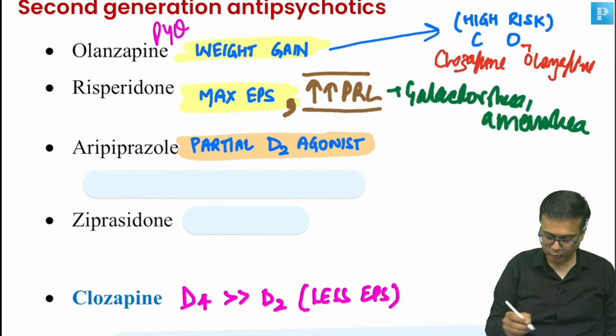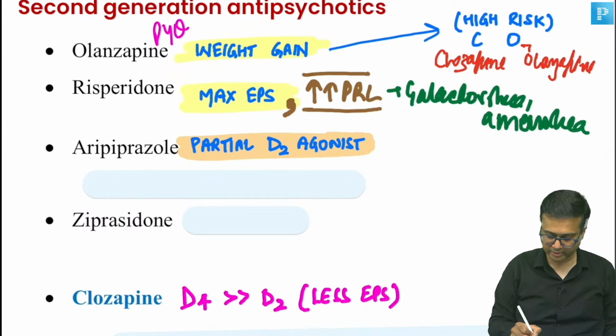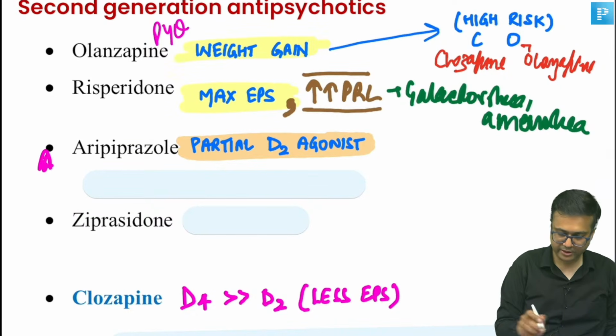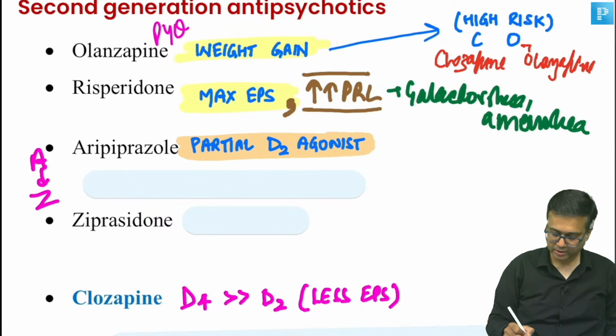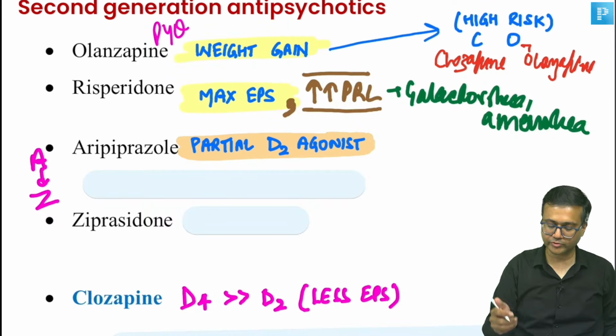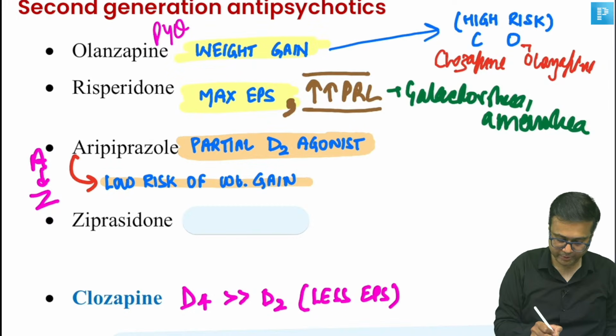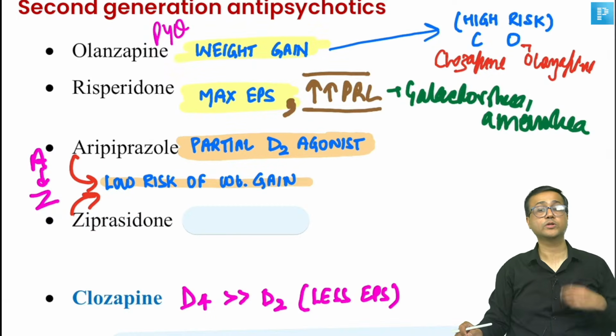And we will also discuss ziprasidone. Aripiprazole and ziprasidone, you can remember it with this trick, A to Z. So there are some second generation antipsychotics, two important ones you can remember, A to Z, which have low risk of weight gain. So please remember this point. In fact, this question came in your exam. Both aripiprazole and ziprasidone, remember they have low risk of weight gain.